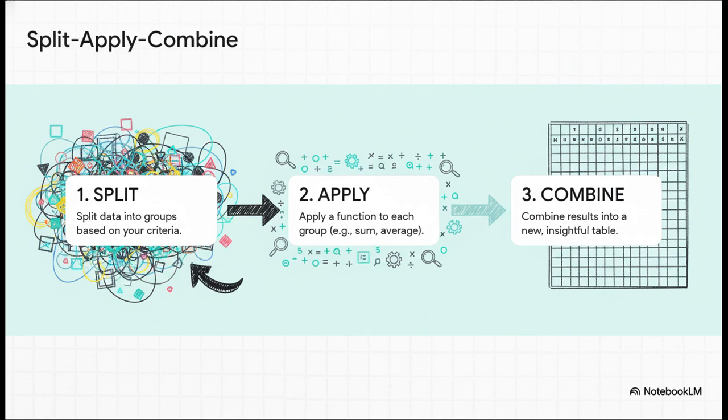Split, apply, combine. First, you split your data into different groups based on whatever you want, say by sales region. Then you apply some function to each of those groups, like calculating the total sales. And finally, you combine all those results back together into a brand new, super insightful summary table. It's an unbelievably powerful way to slice and dice your data.